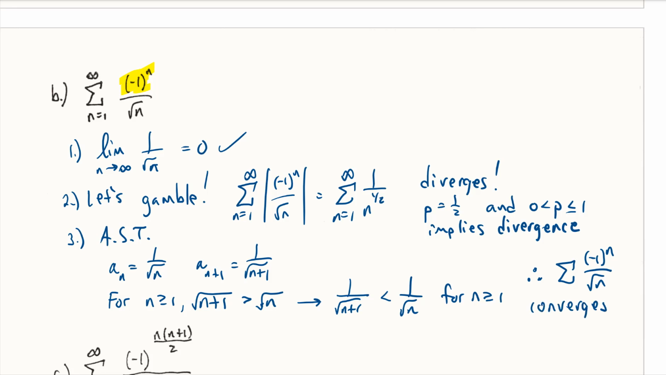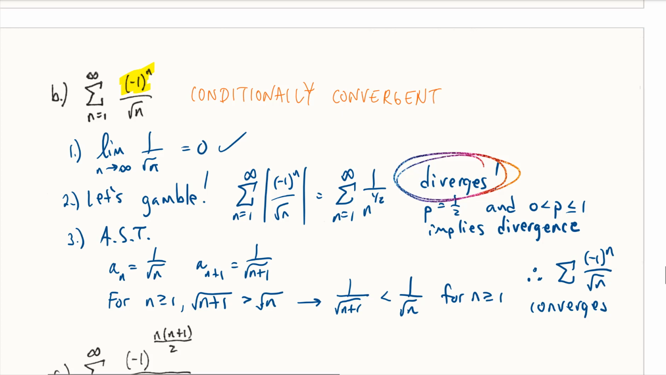But remember, if its terms were positive, it diverged. In other words, the given infinite series is conditionally convergent. It only converges with the condition that it alternates. So this one is conditionally convergent. So the given infinite series converges simply because it's alternating. The moment you get rid of the alternating, nope, it diverges.